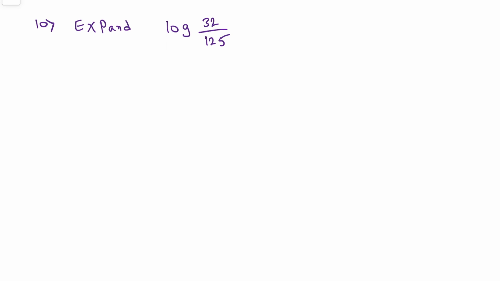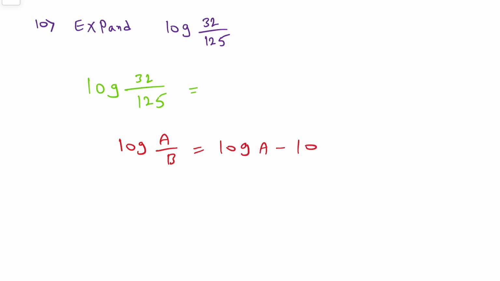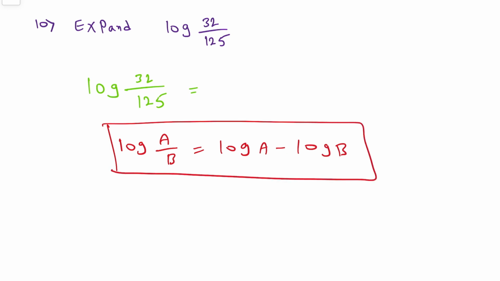Question number 10. Expand log 32 divided by 125. Log 32 by 125 is now in the form of log a by b. What is the formula for log a by b? Log a minus log b. So in short, in logarithms, division will become minus. The same way, log 32 divided by 125 can be written as log 32 minus log 125.